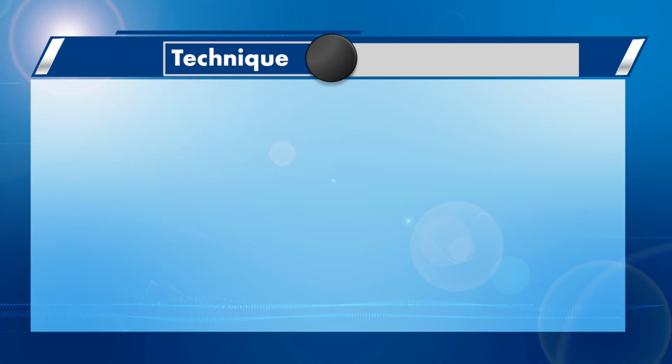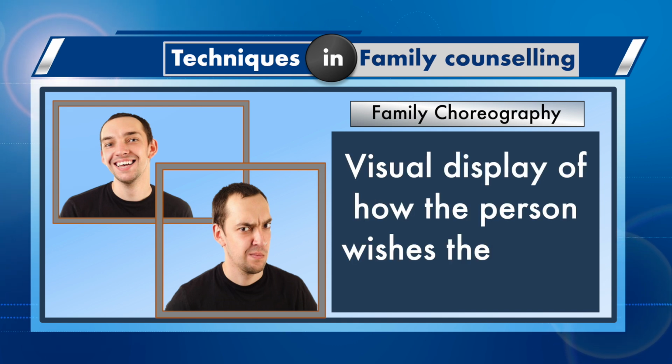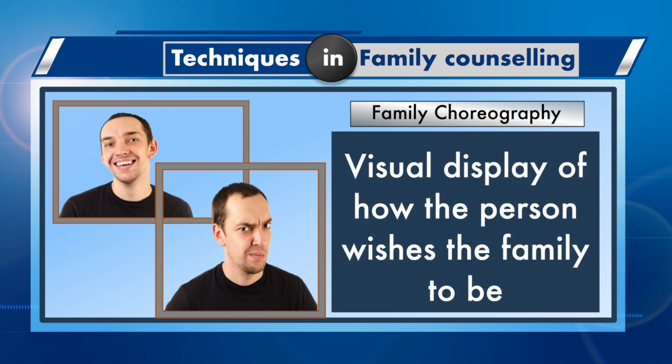The other technique which we are covering is family choreography. The word is very familiar. This technique is similar to the family sculpture technique, but it goes one step ahead. It not only depicts the present relationships between the family members, but how they ought to be according to the sculptor. It's a visual display of how the person wishes the family to be. That is the ideal or the improved version of this family.